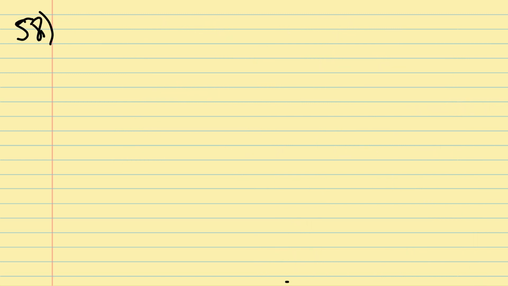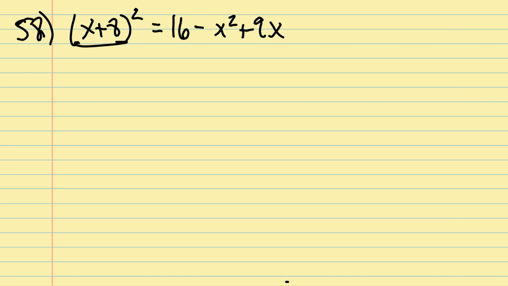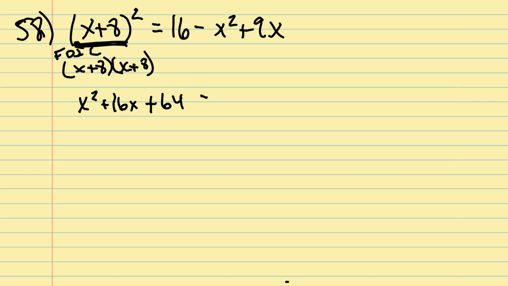All right, 58 is pretty tough because it's got a lot of stuff going on. So we have x plus 8 squared equals 16 minus x squared plus 9x. So now the first thing you have to do is FOIL this. Because remember, that's x plus 8, x plus 8. That's the only way you can multiply that, by writing it twice in FOIL. So this left side turns into x squared plus 16x plus 64. Now I have to move all this stuff over.